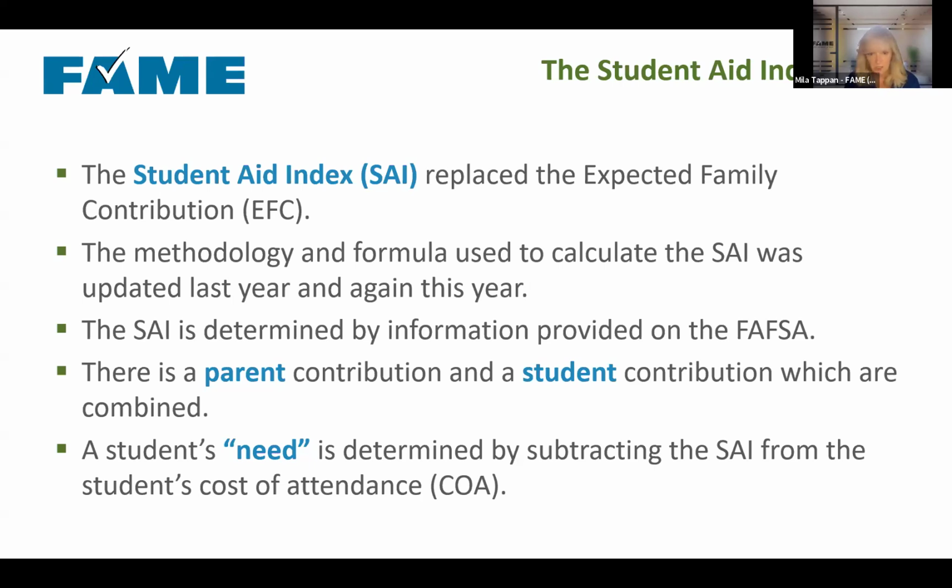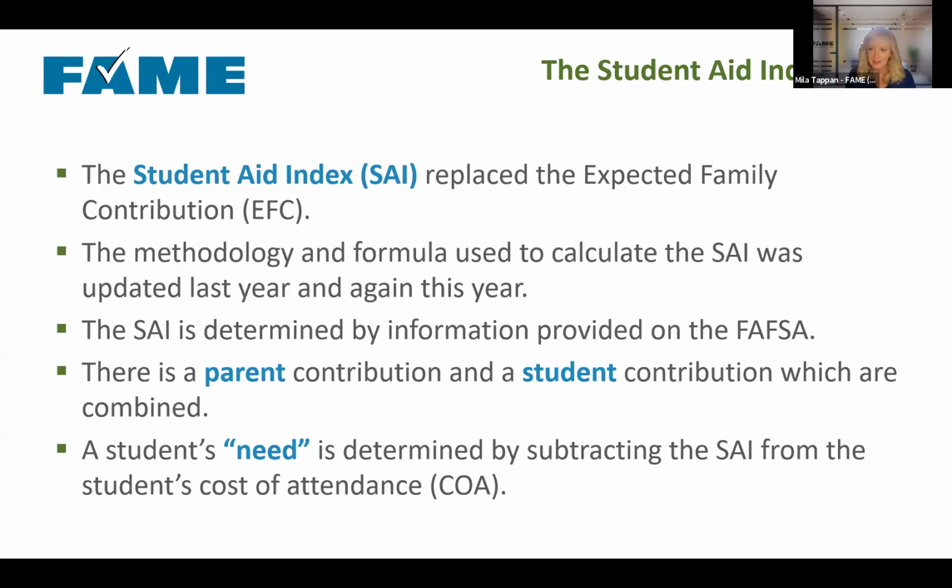The SAI is determined using the information on the FAFSA. We're going to walk through that information so you can see how it's directly connected to calculating the SAI. There is a parent contribution and a student contribution behind the scenes, and those get combined. Even though we're using an index, not technically a contribution anymore, behind the scenes there really is a piece that comes from the parents' information and a piece that comes from the student information, and then those are combined into the official SAI. A student's need is calculated the same way, at least to start with, at all schools.